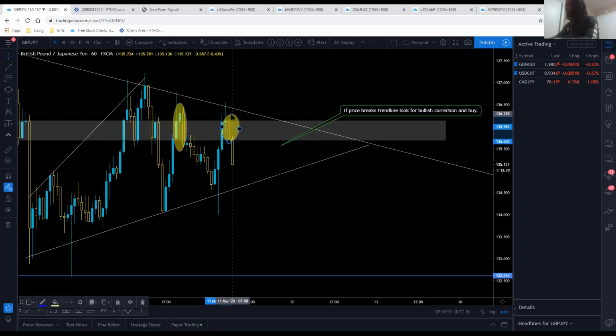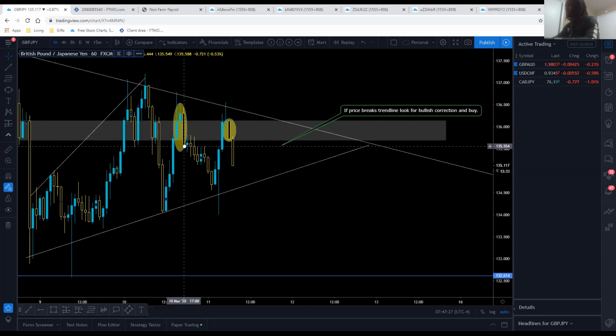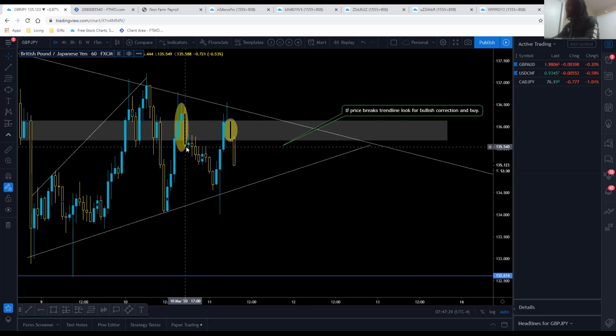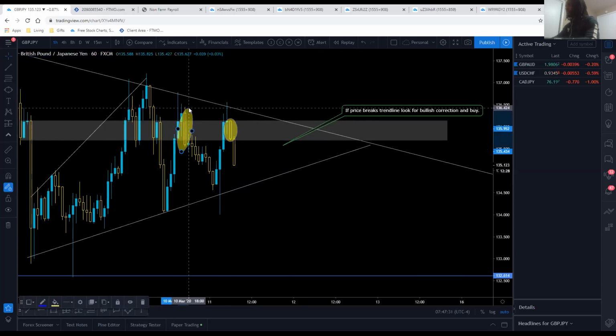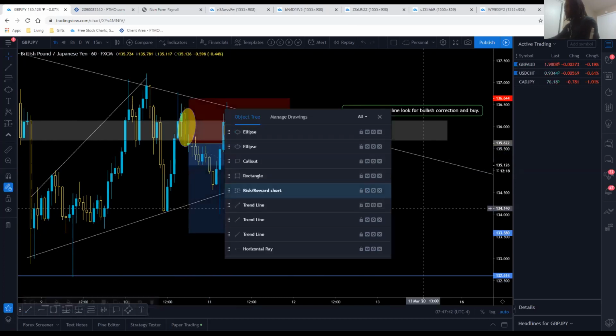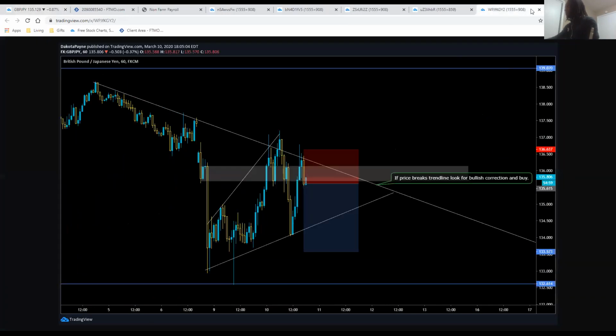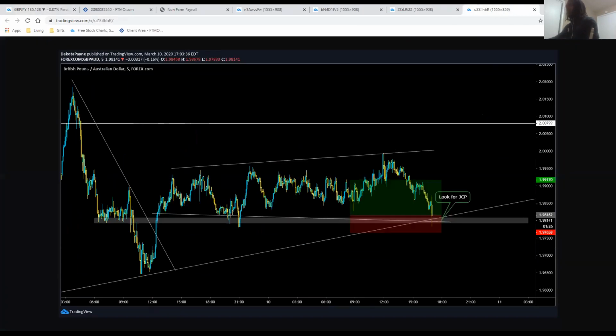Going to enter off the close of this candle right here. Got it. All right. And over here, the close of the bearish candle over here. All right. Let's go ahead and bring that back up. Okay. This is GJ. Close that out.